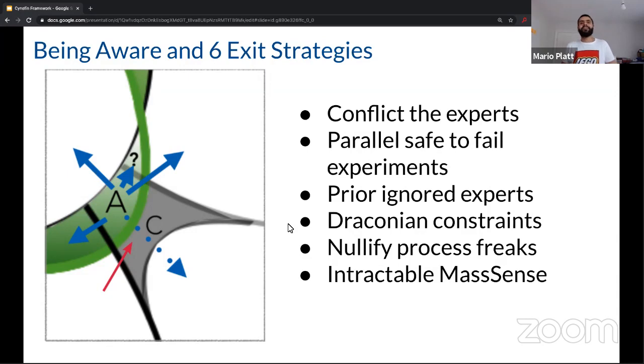Then another approach is to go into parallel safe-to-fail experiments. So that's the move into the complex domain. Another strategy is to go into the complicated domain.